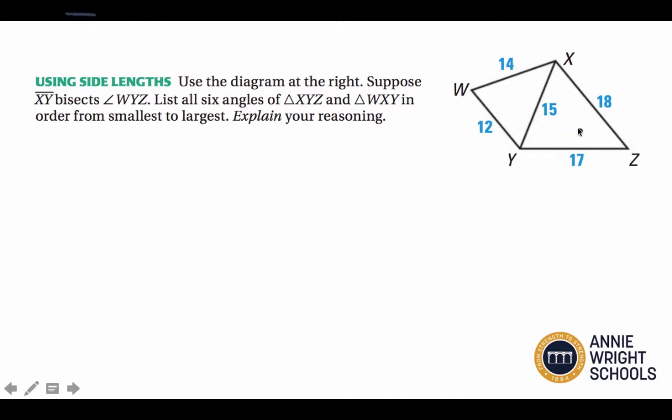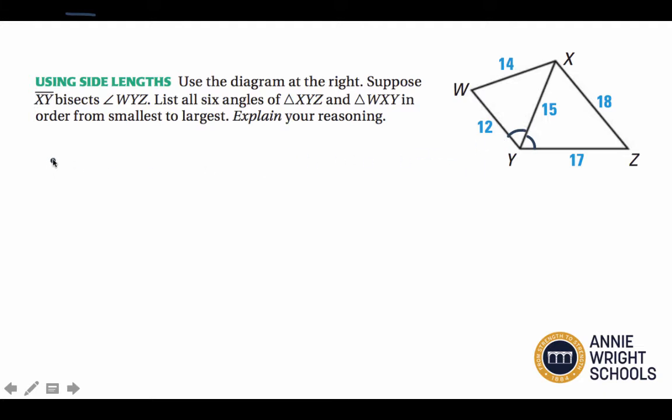So this problem says, use the diagram at the right. Suppose that XY bisects angle WYZ. So this angle is the same as this angle. Excellent. And then list all 6 angles from smallest to largest. Explain your reasoning. I said this a couple times, and I've got to reiterate: the two theorems we just talked about only work for one triangle.